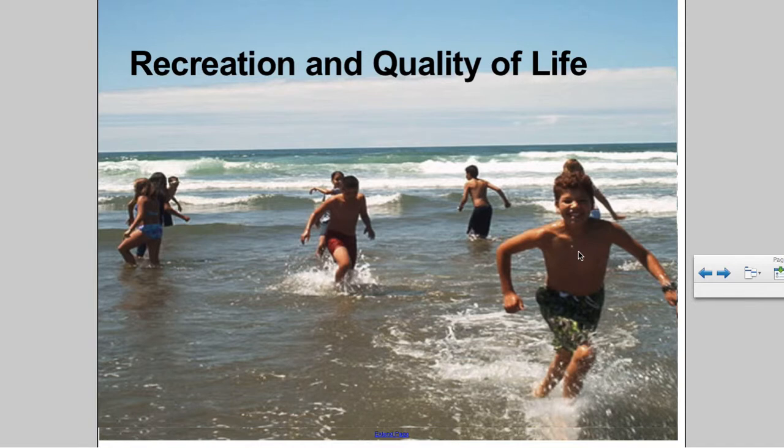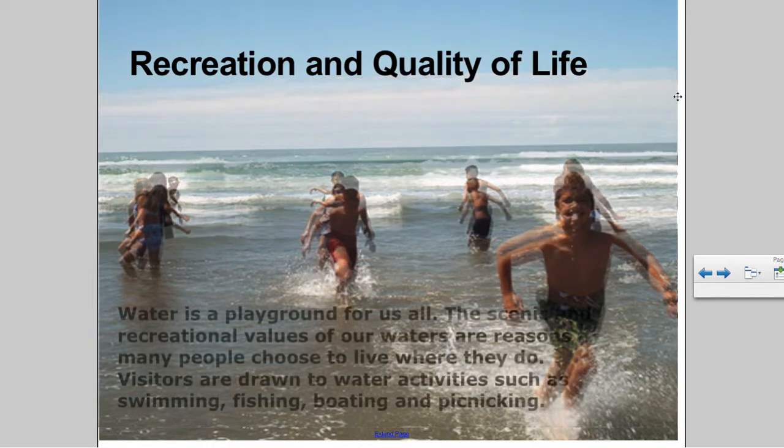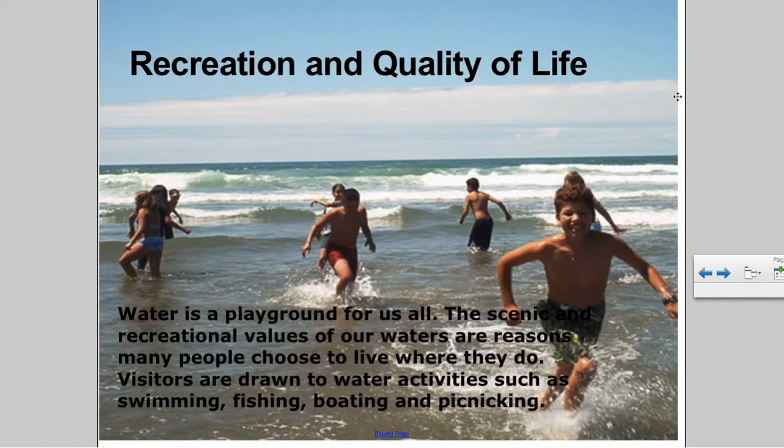Recreation and quality of life. Notice these people swimming in the ocean at the beach. That's recreation. Surfing, boating, cruising. So water is a playground for us. The scenic and recreational values of water are the reasons why many people choose to live where they do. Some people live on the beach. Some people live in areas where there's shoreline. Visitors are drawn to these water activities for swimming, fishing, boating, and picnicking. Lots of times you go to the beach for vacation. And you don't want to go to a beach that's filthy, that's dirty, that's hazardous to your health.